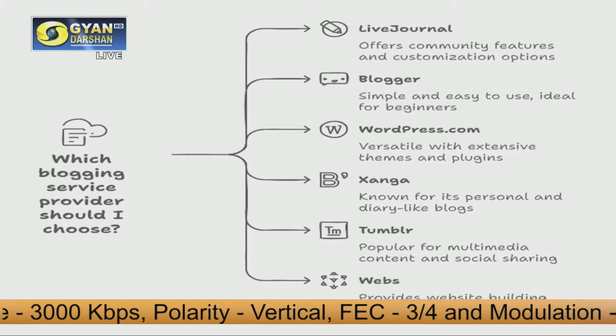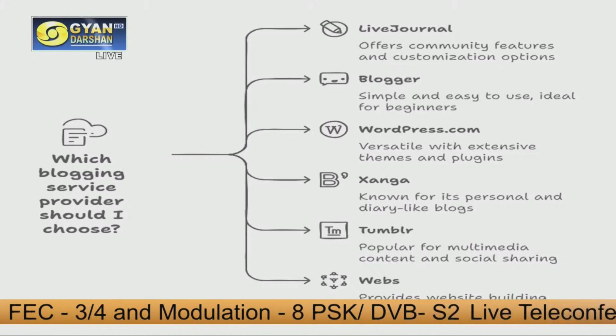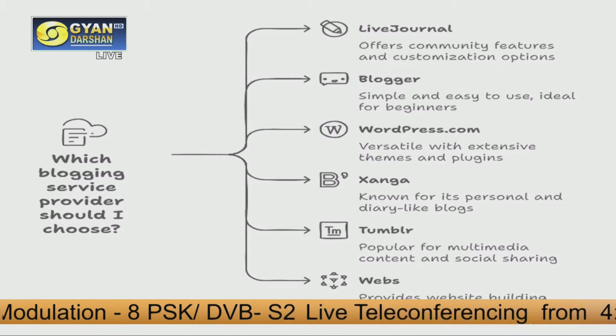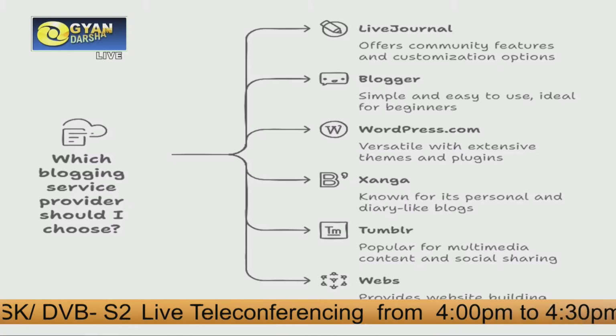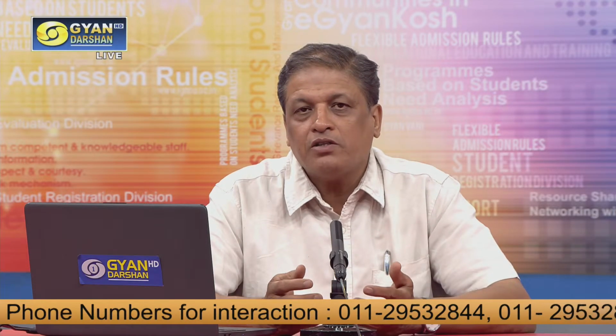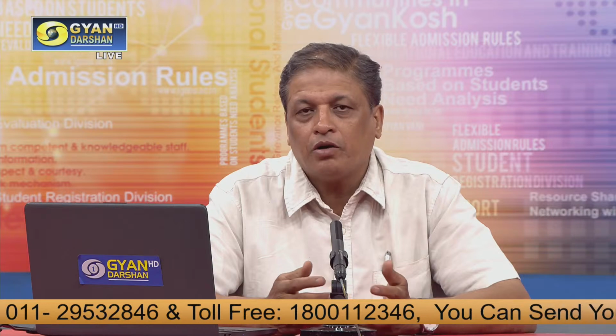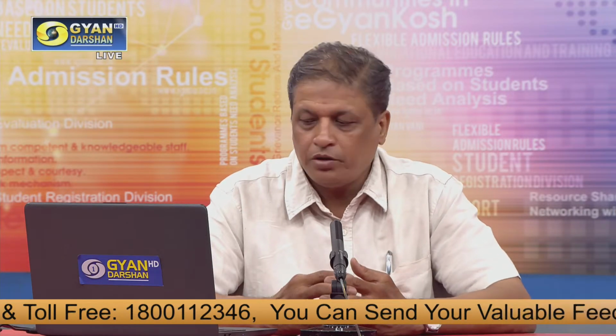Zanga is known for its personal and diary-like blogs. You can go to the different blogs and you will find that there is a variety of blogs. Tumblr is popular for multimedia content and social sharing, whereas Webs provides website building tools along with blogging. So you can use WordPress.com, where because of n number of plugins you can easily customize your blog, and you can incorporate n number of content into it, like text, video, multimedia, animation, or whatever you want to put in, you can easily put in.